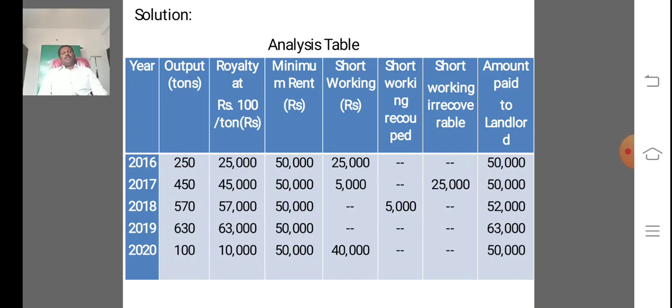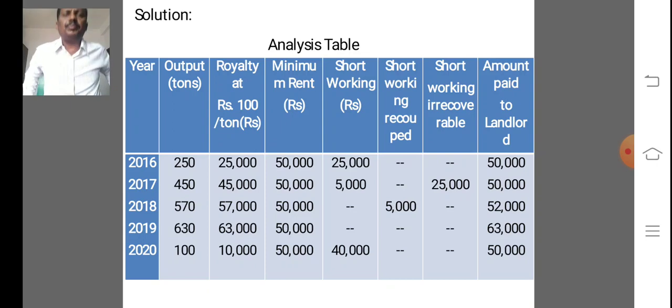In the last year 2020, 100 units of output into 100 rupees, 10,000 royalty, 50,000 minimum rent. So 40,000 short workings, and finally payment to landlord 50,000.